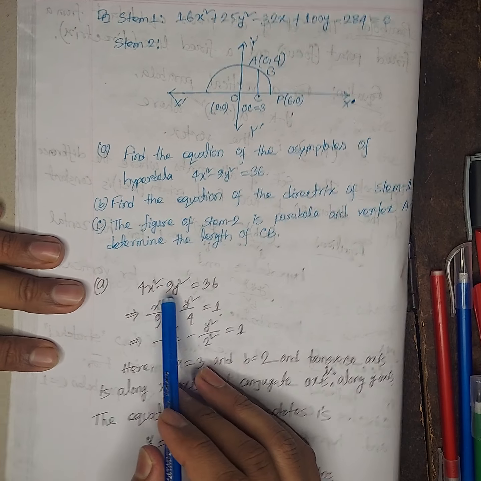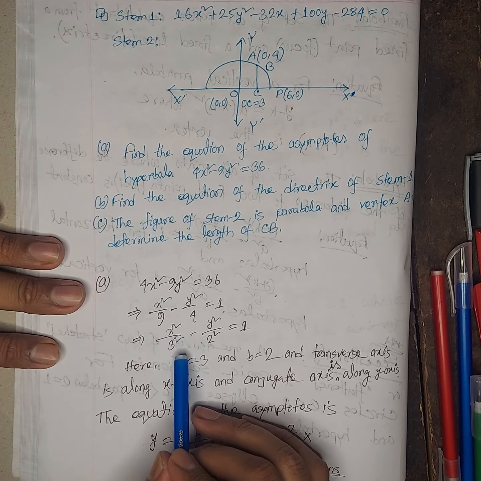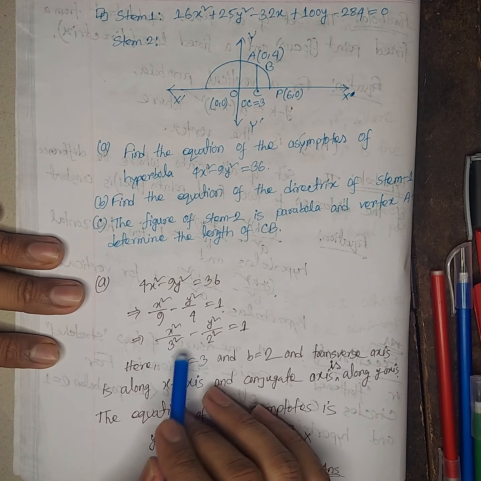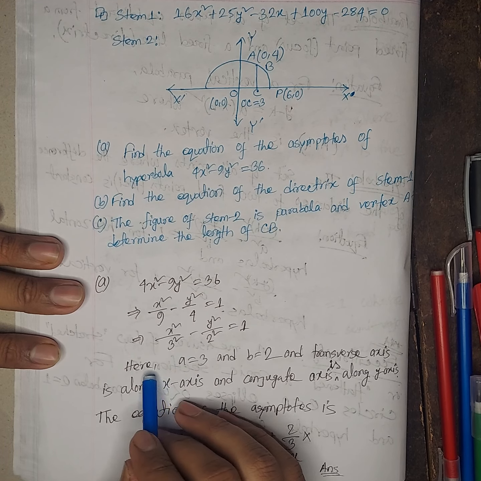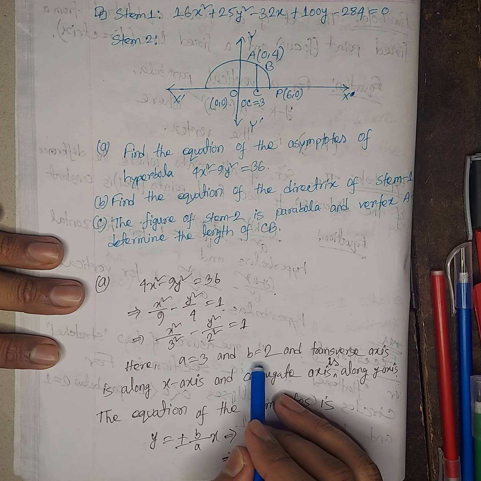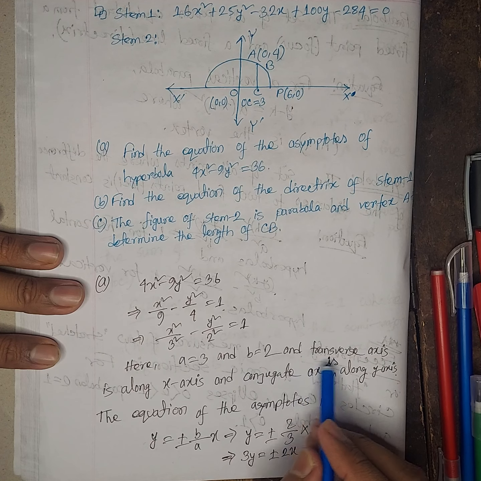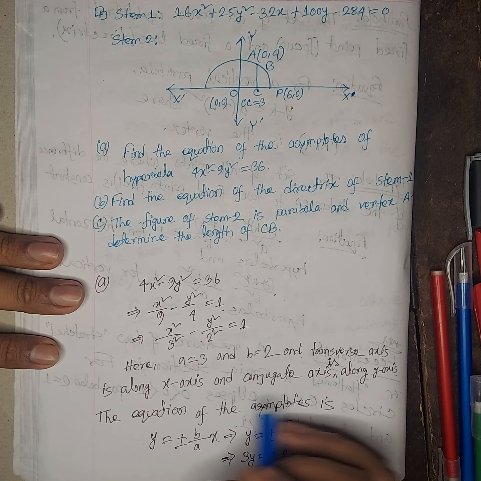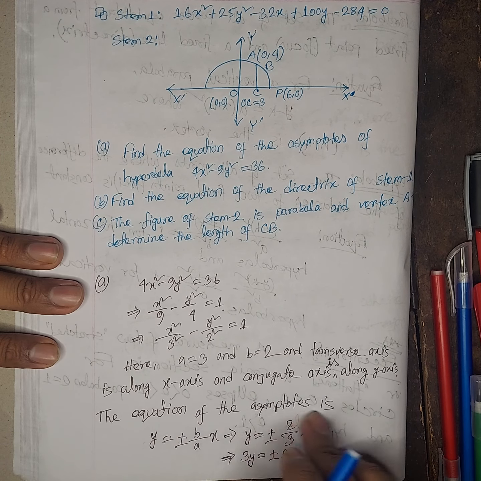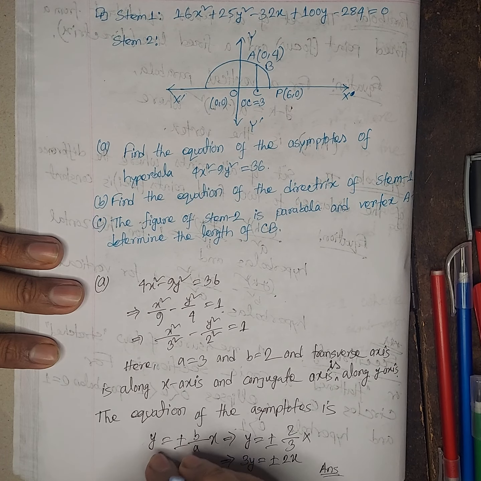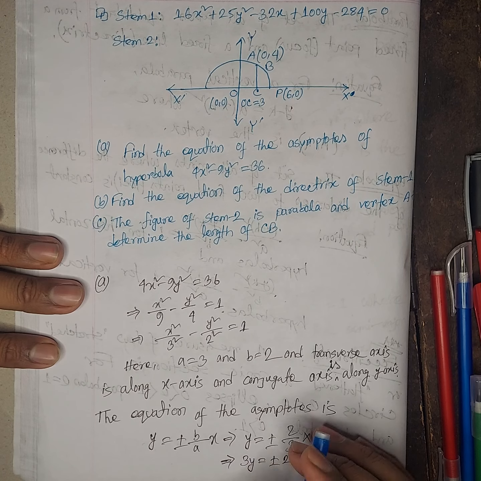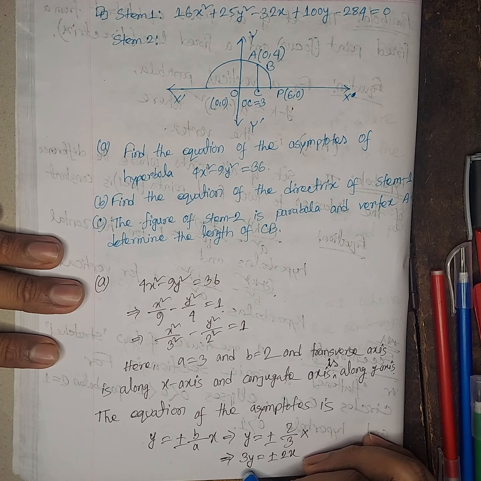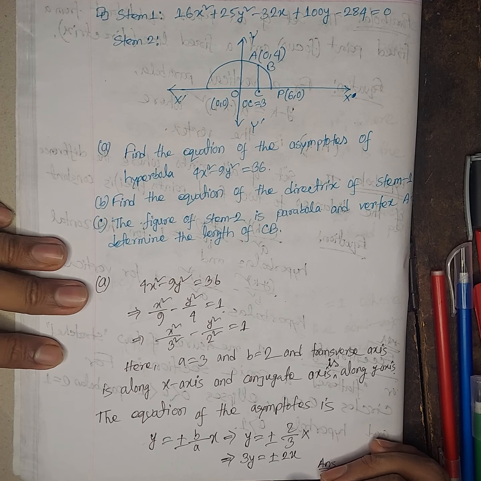Part A. First of all, here we are given this equation. We will transform it into hyperbola form, where a is equal to 3 and b is equal to 2. Here the transverse axis is along the x-axis and the conjugate axis is along the y-axis. So the equation of the asymptotes is y equals plus or minus (b/a)x, which implies y equals plus or minus (2/3)x, which implies 3y equals plus or minus 2x.